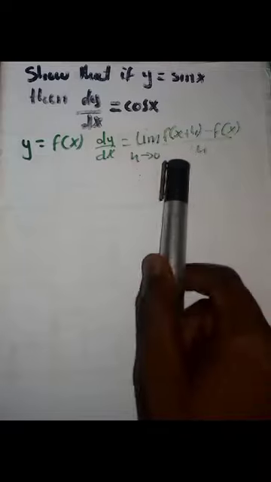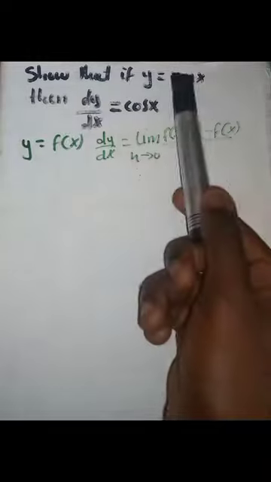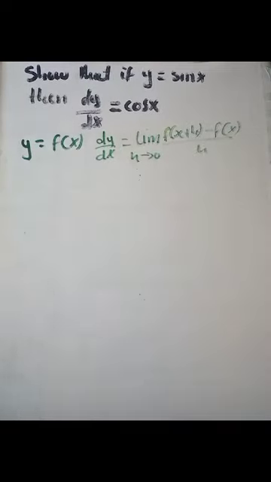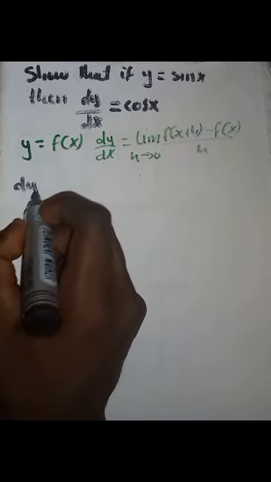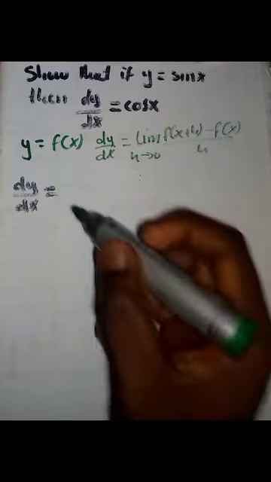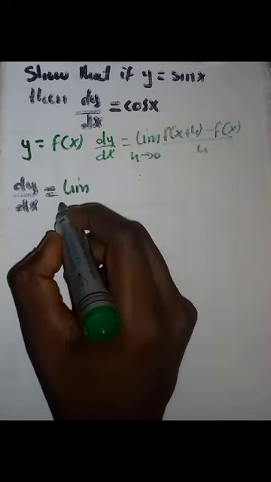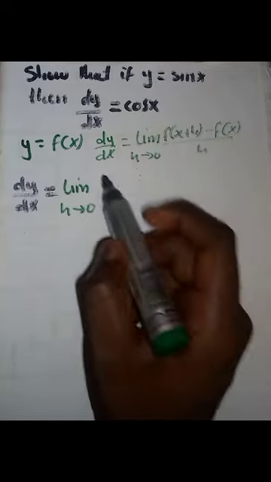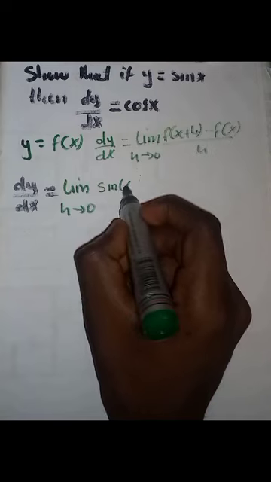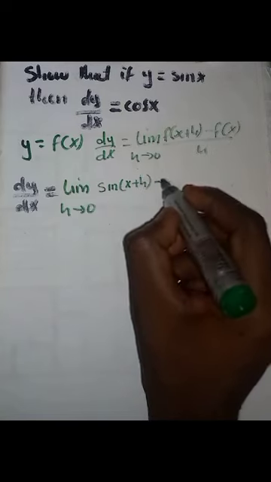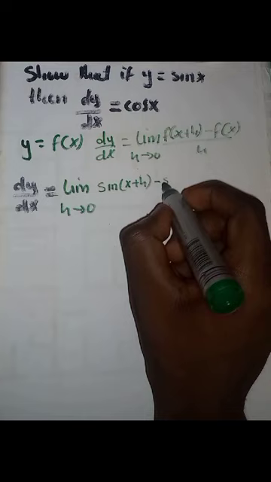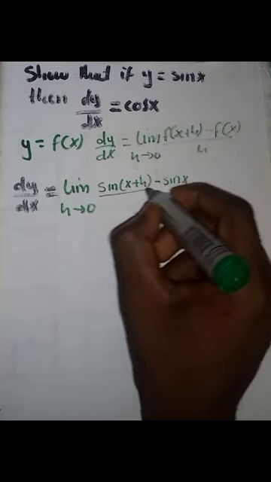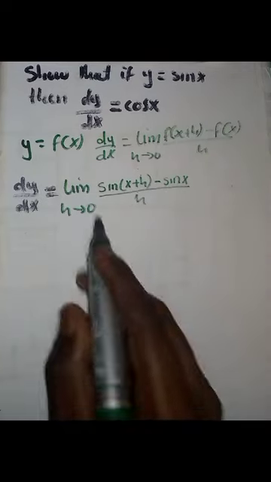So we are going to use this same idea now to show that if y equals sine x, then the derivative of y with respect to x is the same as cosine of x. Good. So dy by dx is going to be equal to the limit as h goes to 0 of f of x plus h, which is sine of x plus h, minus f of x, which is sine x, all that over h. Good. So this is how the limit is defined.